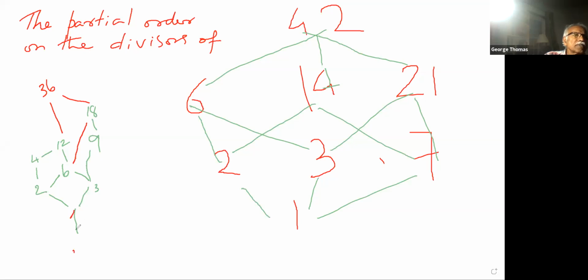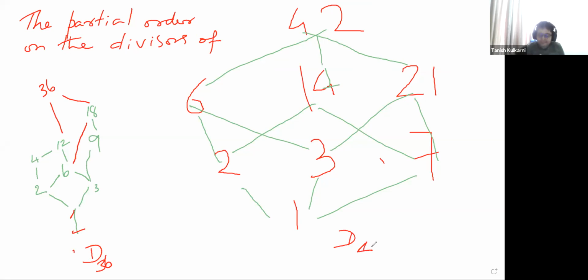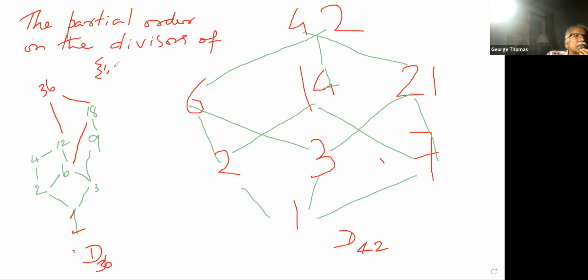This was 36. There's a special name for this diagram. It is B36. What will this be then? D42. This is D42. D stands for divisors. These divisors, the set of divisors, 1, 2, 3, well, there's a nicer way of saying it.